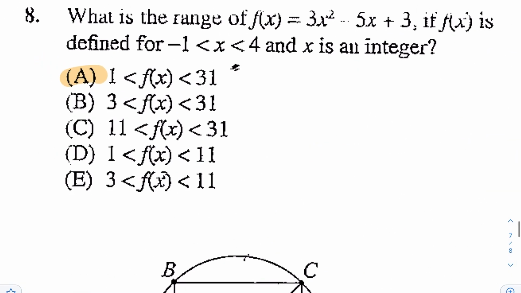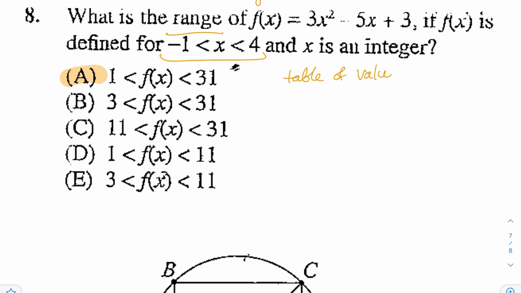All right, next for number 8, what is the range of f of x equals 3x squared minus 5x plus 3 if f of x is defined for -1 is less than x is less than 4 and x is an integer? So here the range is actually the set of all y values, or the outputs. And the input has to be between -1 and 4. So it really helps if you do a table of values.